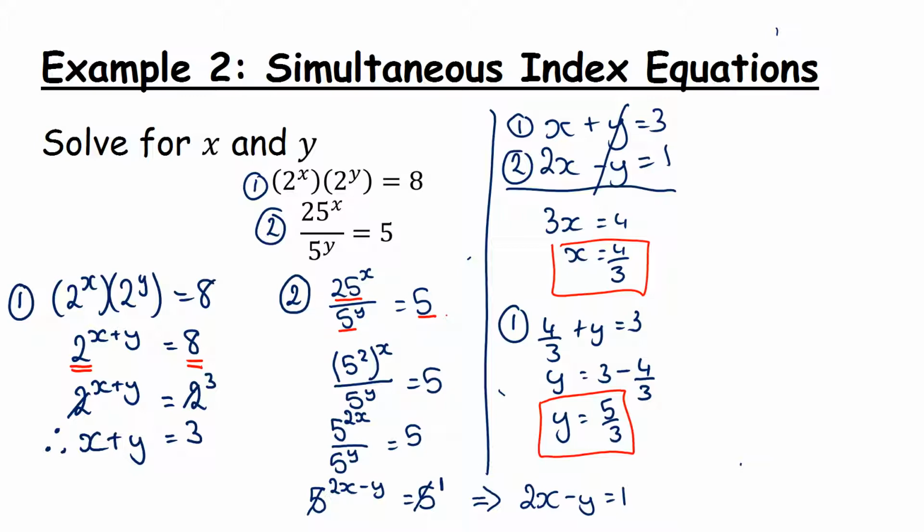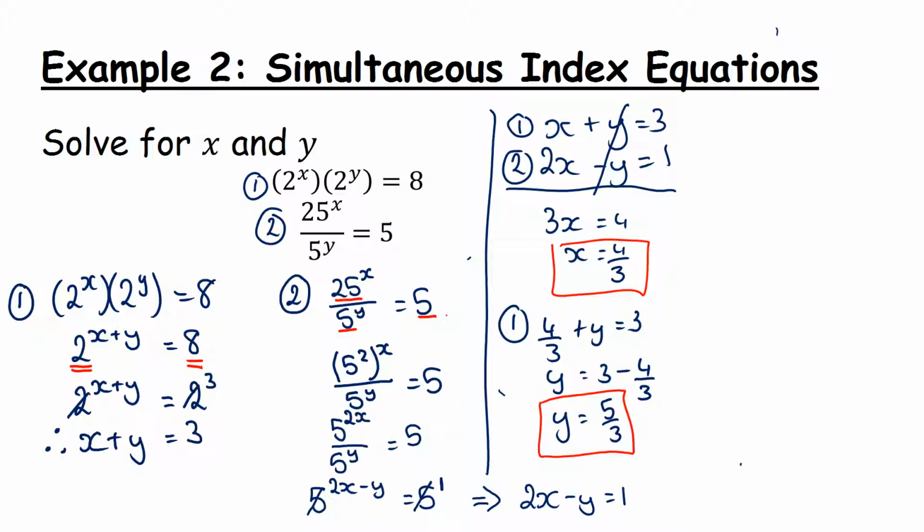Now I'm going to deal with equation 2, and I'm going to use similar methods. So I have 25 to the power of x over 5 to the power of y equals 5. Like in the last question, we're going to aim to get all the base numbers the same. So we have 3 in this case. Now, 2 of them are already 5, so let's get the third one as 5. I can rewrite 25 as 5 squared, and that's to the power of x over 5 to the power of y equals 5.